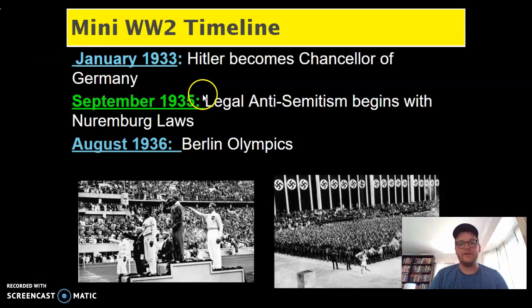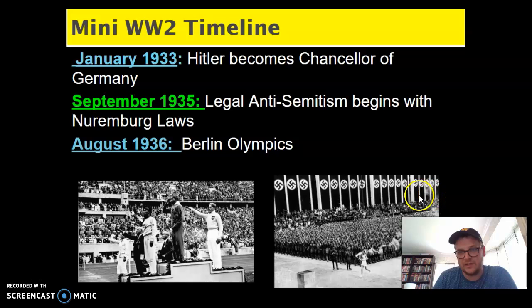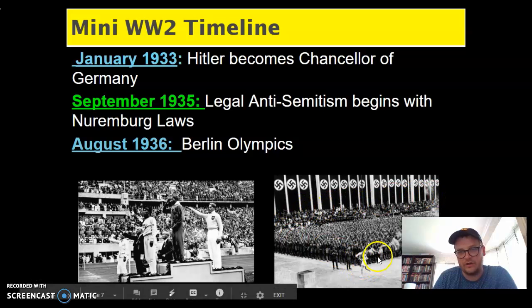By September of 1935, you have legal anti-Semitism, which remember means anti-Jewishness, which begins with what's called the Nuremberg Laws. In August of 1936, you have the Berlin Olympics, where the entire world comes to Berlin to take part in the Olympic Games. You can see right here German athletes doing the Heil Hitler Nazi salute. And you can see this is the Olympics. You can see swastikas all over a German runner with the torch coming to light the Olympic torch.